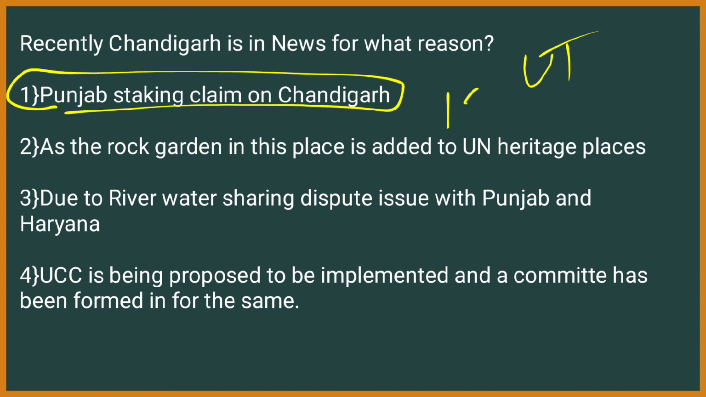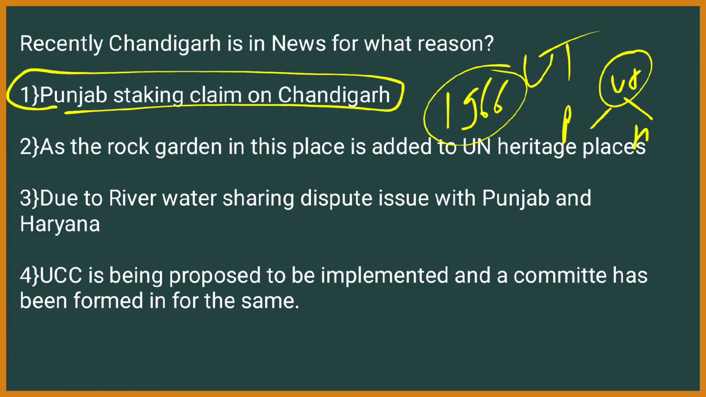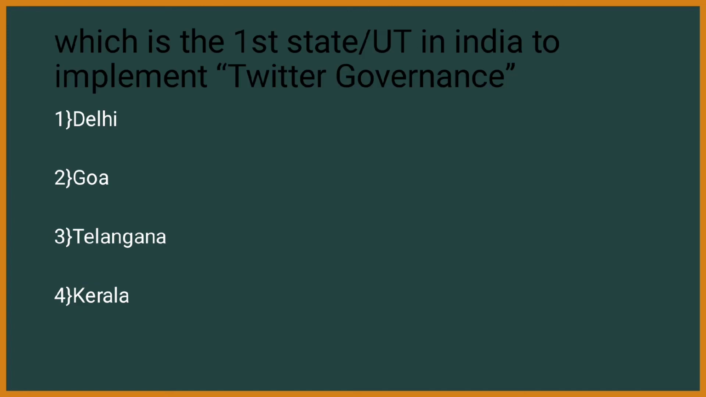What happened in the year 1966? Haryana was taken out from Punjab and Chandigarh was made a Union Territory, where it acts as the capital for both Punjab as well as Haryana. Now Punjab is saying that some part of the Union Territory was in history part of Punjab and it should be returned back to Punjab. This is the claim that Punjab is making on Chandigarh.